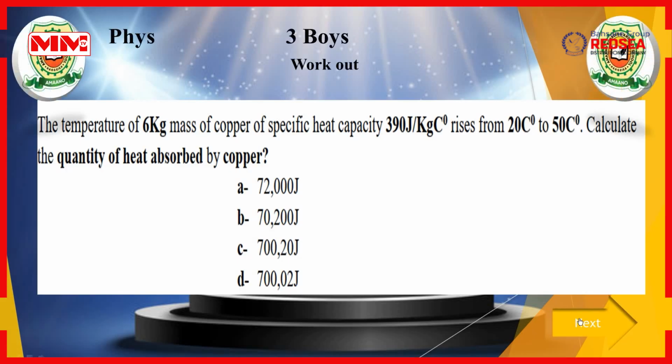Okay, physics. The temperature of 6 kgs mass of copper of specific heat capacity 390 joules per kilogram rises from 20 degrees centigrade to 50. Calculate the quantity of heat absorbed by the copper. For the boys, no, the correct answer is A.